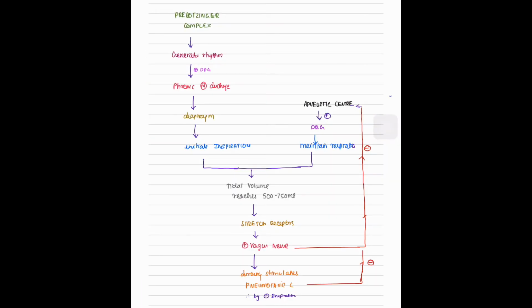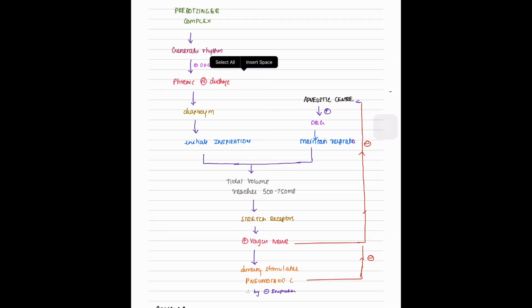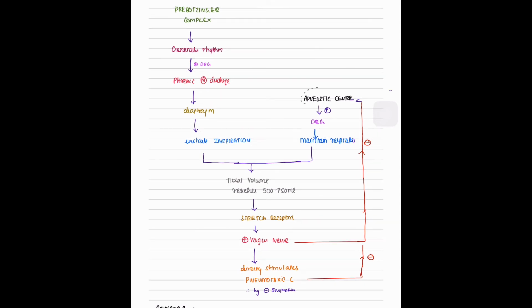To summarize, Pre-Botzinger complex is a pacemaker of respiration which generates rhythm, activating the dorsal respiratory group of neurons. The activation of dorsal respiratory group of neurons results in phrenic nerve discharge, which activates diaphragm, thereby initiating the inspiration process. The apneustic center activates dorsal respiratory group of neurons, thereby maintaining the respiration.